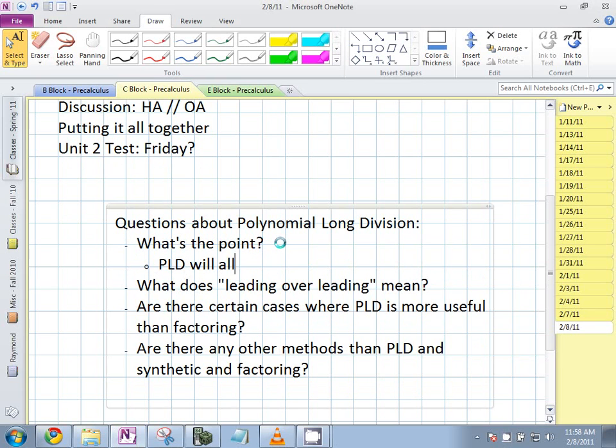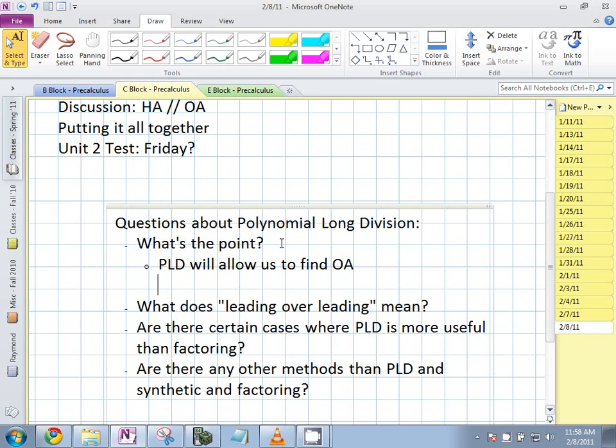PLD will allow us to find oblique asymptotes. I'm going to show you that today, but you need to be able to do polynomial long division to actually find oblique asymptotes. What is an oblique asymptote? It's not a vertical asymptote. It's not a horizontal asymptote. What's another word for oblique? Diagonal, slanted. It's any straight line asymptote other than horizontal or vertical.